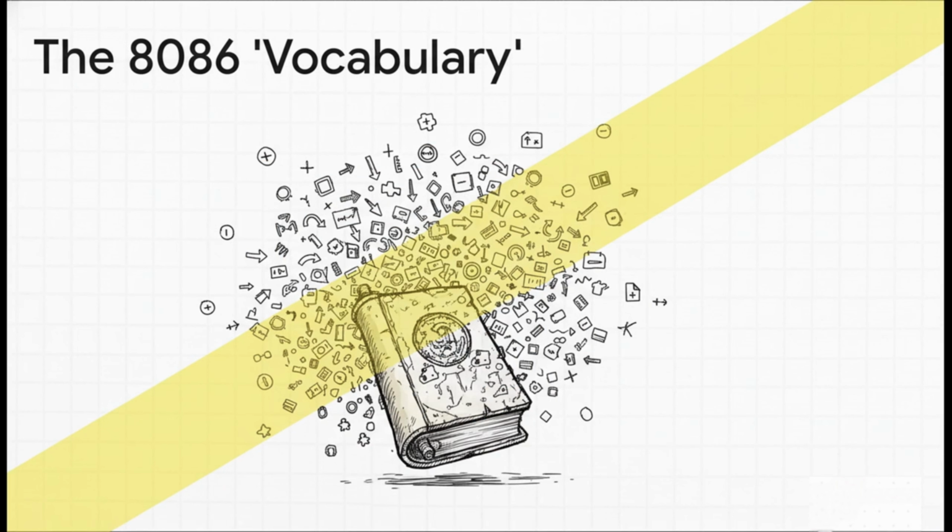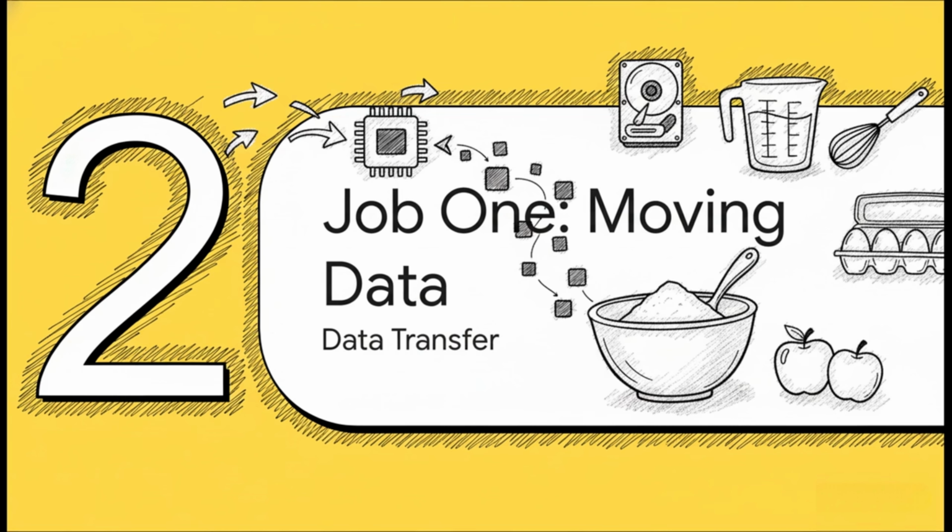So, if you look at a classic processor, like the 8086, you can see this vocabulary can get pretty big. But don't worry, we are not about to memorize a textbook today. We're just going to focus on the two most fundamental jobs any processor has: moving data around and doing the math.